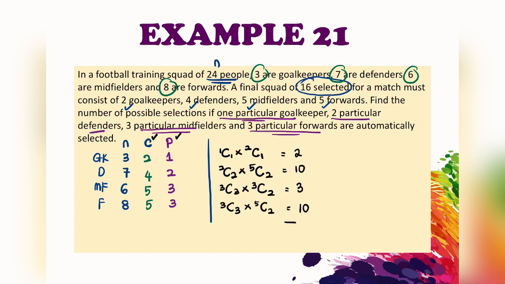Now, what are we going to do with these numbers? Are we going to add them up, or are we going to multiply them? Let's look at this situation. We want to select a total of 16. So here 2 plus 4 plus 5 plus 5 will be 16. So this is actually a group of people that we want to select. So that means we multiply each of these numbers.